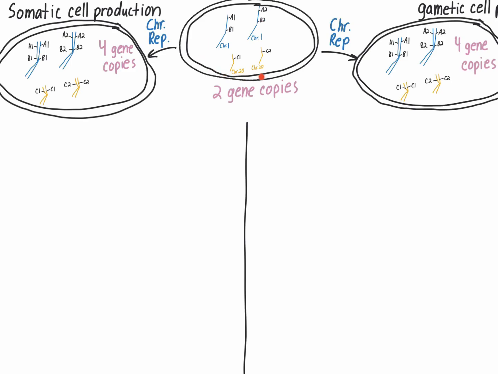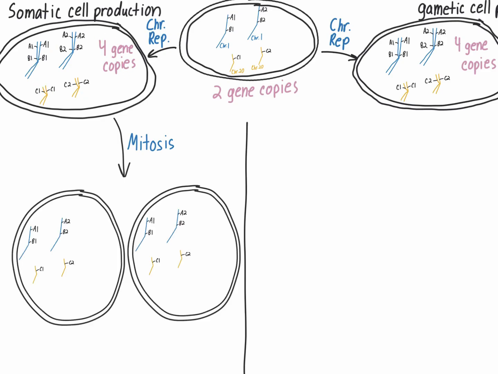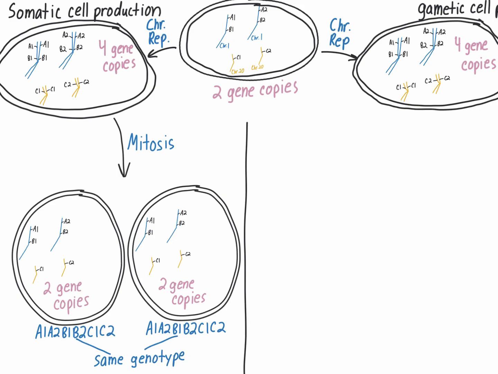After these diploid somatic cells replicate their chromosomes, they divide through mitosis, which is a method of cell division where one parent cell produces 2 daughter cells with the same number of gene copies, in this case 2, that the parent cell started with. These daughter cells have the same genotype as each other and the same genotype as the parent cell, assuming no mutations occur. The parent cell has essentially cloned itself through mitosis. Since only one cell is required for mitosis, this is a form of asexual reproduction.